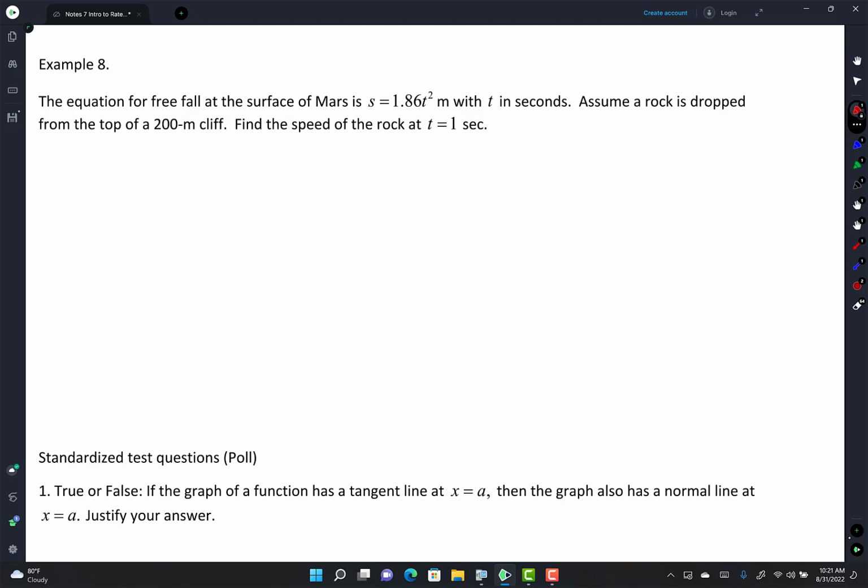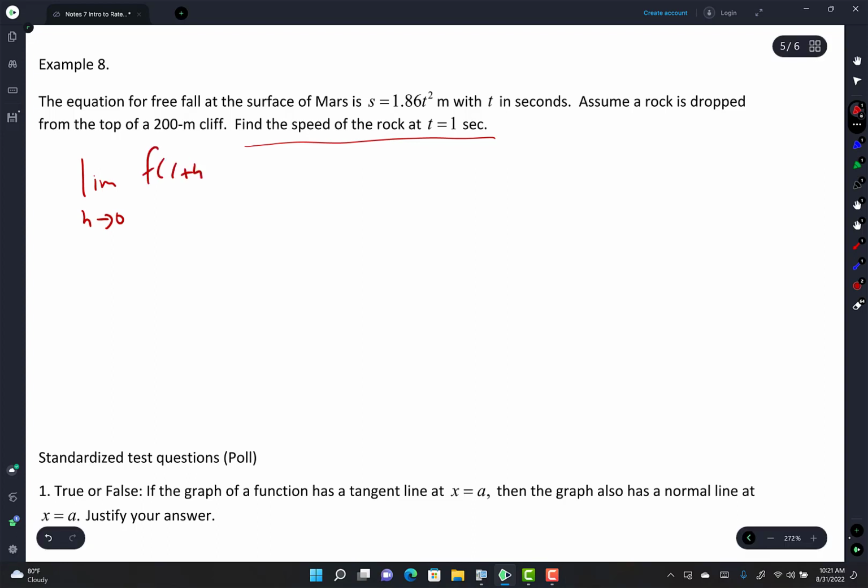All right. Are you guys ready? Find the speed of the rock at 1 second. When it's written like this, they want instantaneous velocity at 1 second. So here's what you're going to do: limit as h approaches 0. h is like your change in time of f of 1 plus h, a moment past 1 second, minus f of 1 divided by h. Are we okay with that formula?